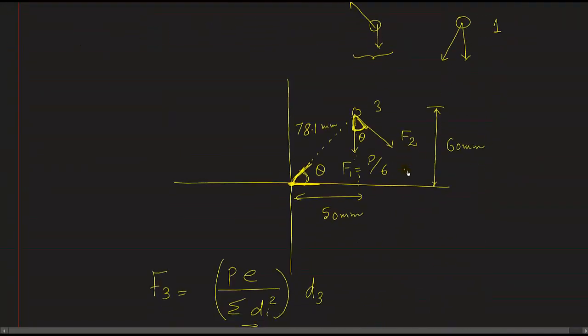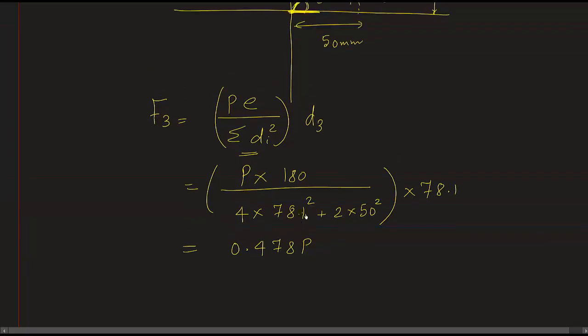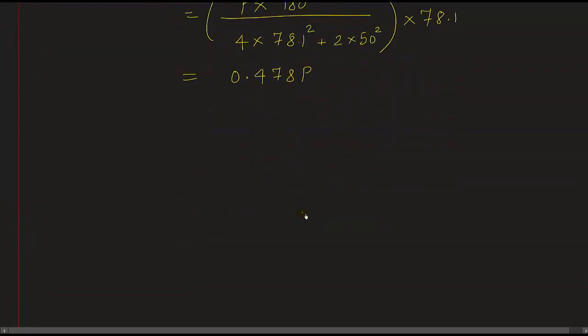So we can write it here. That is 4 times 78.1 whole square plus 2 times 50 square. This is multiplied by 78.1 mm. So we have 0.478 times P. So this is the value of F3. Now once I know F3, we can calculate the resultant. This force is F2, that is P by 6, and this force is F3, that is 0.478 P, and this angle is theta, so we can calculate the resultant force.